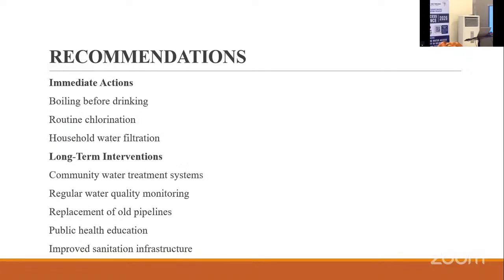Recommendation. What we are going to recommend is that immediate action should be given to boiling. Water should be boiled before drinking. Then we have routine chlorination. Water should be adequately chlorinated before use so that germs and other microbes can be killed. Then we have household water filtration. Water should be adequately filtered.